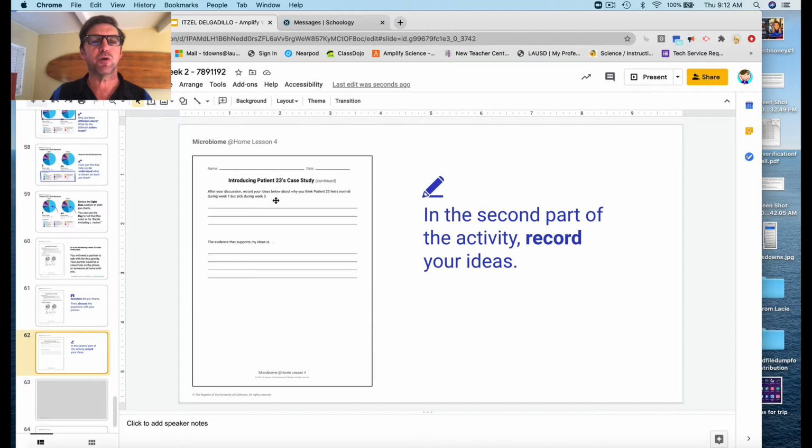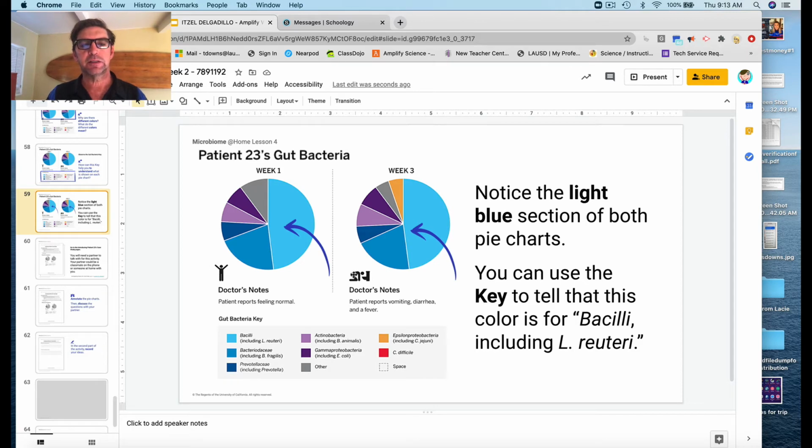So what we're going to write here is, first let's look at our questions. After your discussion, record your ideas below about why you think patient 23 feels normal during week 1, but sick during week 3. So look at our chart again. Normal, sick. So what about this chart says why you think he's normal and feels healthy? And what about this chart? This is evidence. A chart is evidence, it tells us why he feels sick. So you have to explain based on what we know about bacteria, fecal matter transplants, and why you think he feels sick in week 3 and healthy in week 1? And you have to support that with evidence.